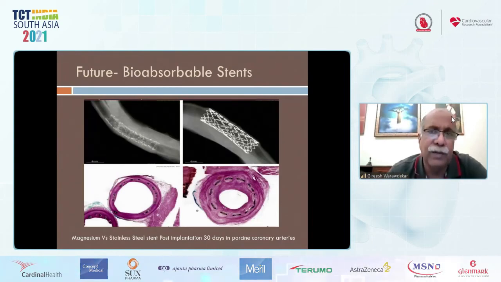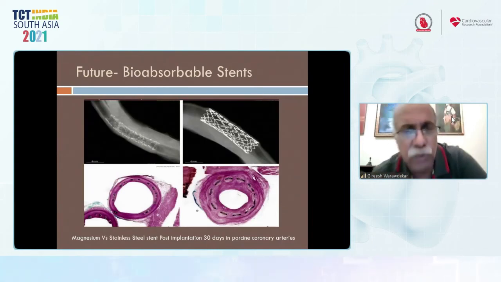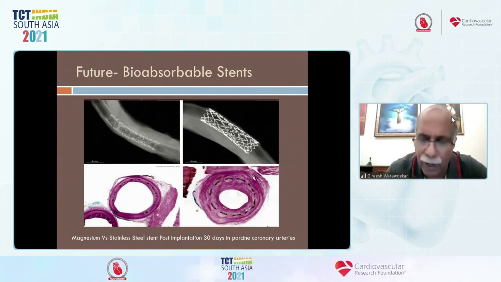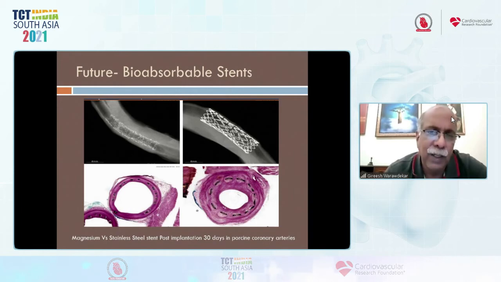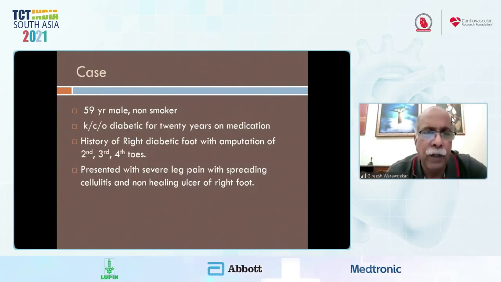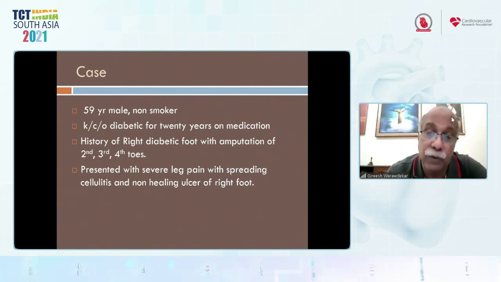As I said, the newer kid on the block is also the drug-eluting biodegradable stent. We have done trials which have shown pretty good result, and we will wait for the final approval before it comes into the market. Now, this is a 57-year-old male patient, diabetic for 20 years.